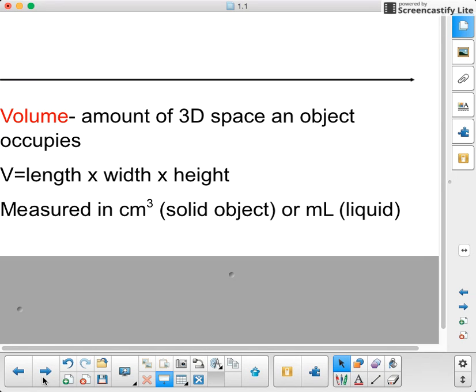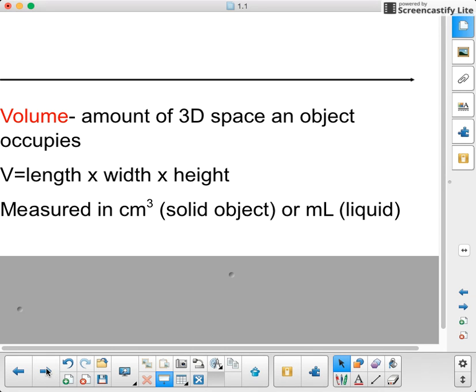The next square is volume. Volume is the amount of 3-dimensional space an object occupies. And the formula we saw in the lesson was volume equals length times width times height. That can be abbreviated V equals L W H. Volume in the metric system is measured in cubic centimeters for a solid object or milliliters for a liquid.